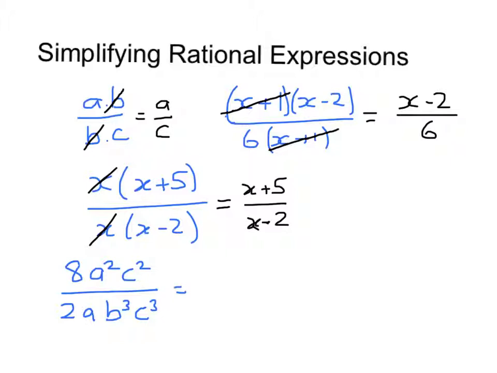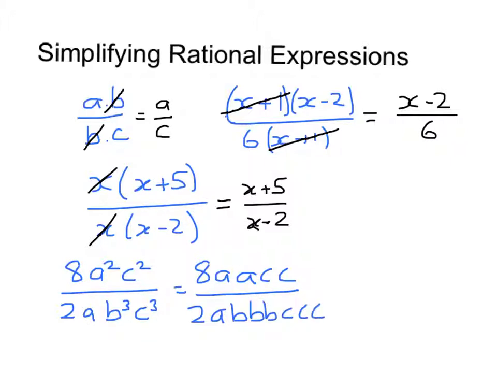Sometimes it helps just to write it out. On the top I've got two a's times each other, a c and a c. On the bottom, I've got a 2, a, b, b, b, c, c, c. And then first of all, I can simplify the numbers. 8 divided by 2, both of those will divide by 2, so I can make that a 1. Divide this by 2, it becomes a 4. 8 over 2 is a fraction, it's the same as 4 over 1. So I've got a 4 on the top.